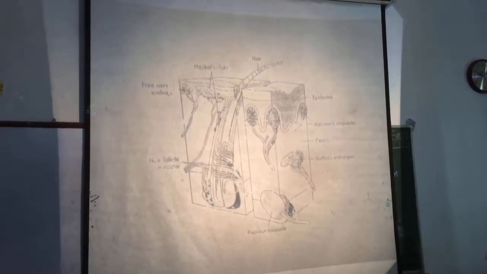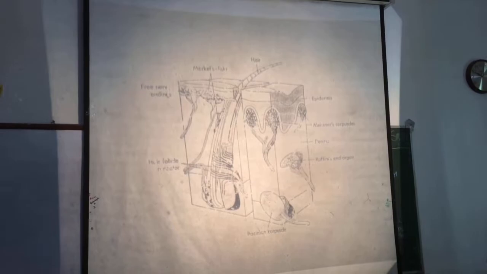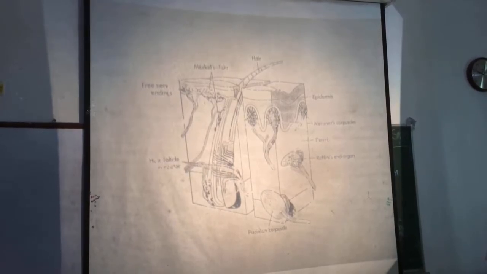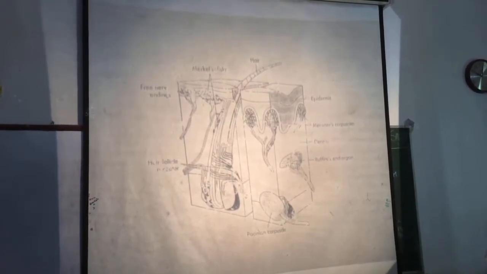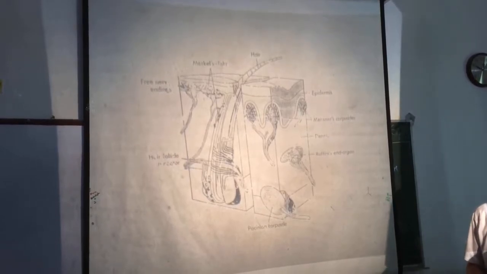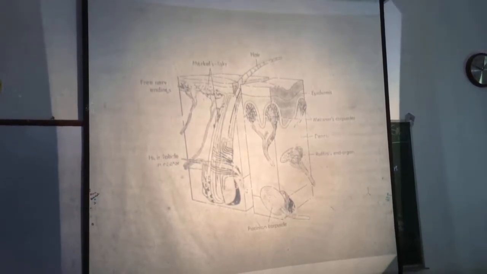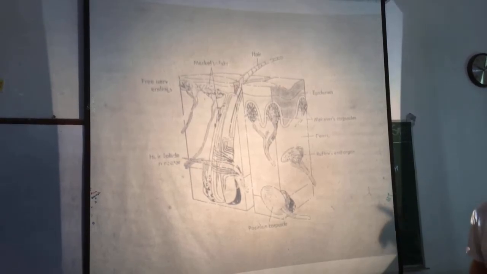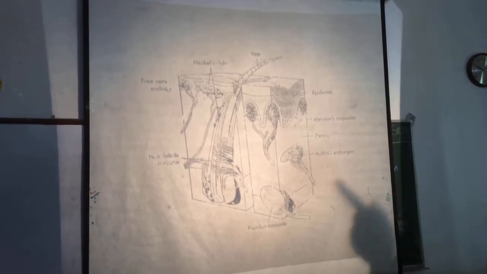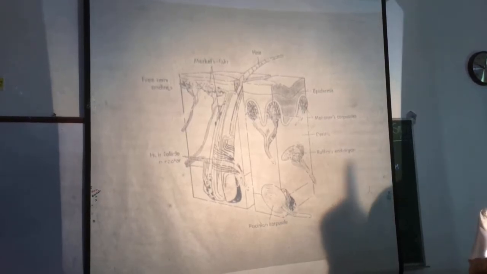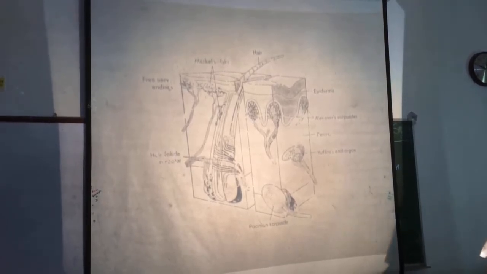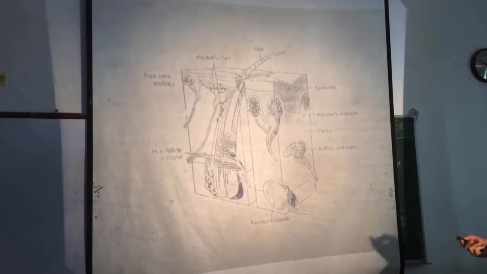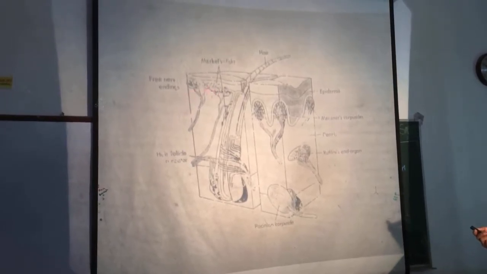Now discuss about some important receptors, their location, and their function. Now first about the non-encapsulated receptors. Non-encapsulated receptors, receptors without capsule. And these, the first one is free nerve endings.